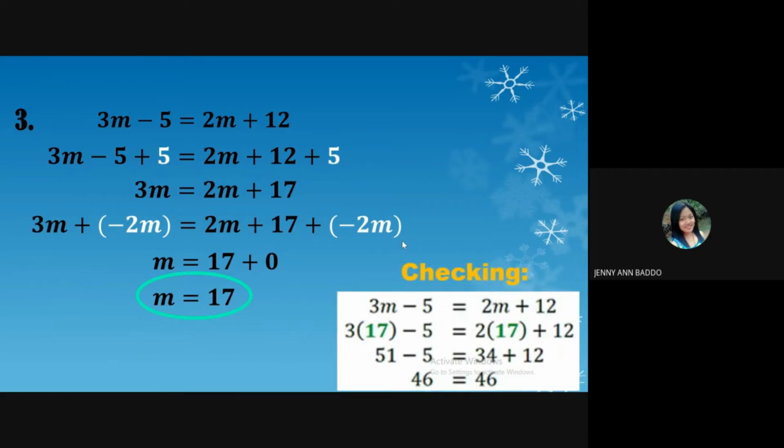Let us check. 3m minus 5 equals 2m plus 12. Substituting 17 to the variable m, we have 3 times 17, that's 51, minus 5 is 46. For the right side, we have 2 times 17, that's 34, plus 12 is 46. So it's a true statement. Therefore, 17 is a solution of the given equation.